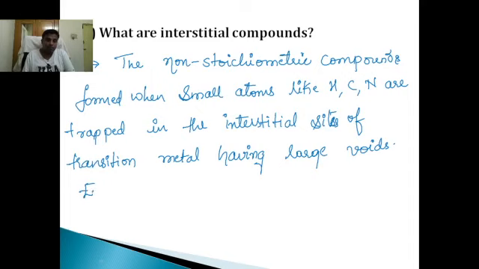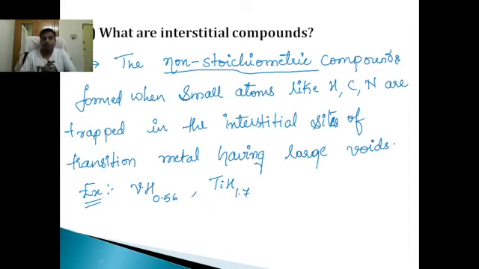Let us quote some examples. They are non-stoichiometric, you should remember. The examples are vanadium hydride, VH0.56, and titanium hydride, TiH1.7. They are the non-stoichiometric compounds formed when small atoms like hydrogen, carbon, nitrogen are trapped in the interstitial sites of transition metals. Please understand what this is.